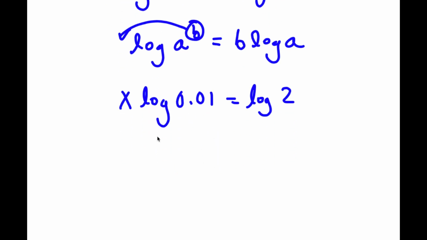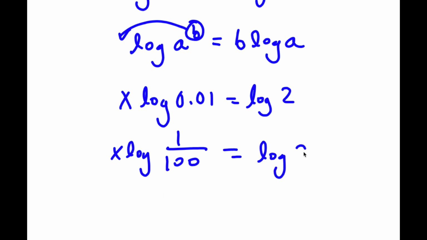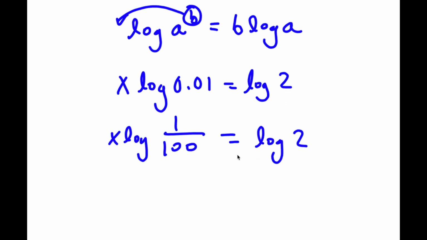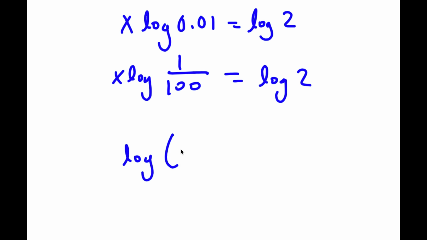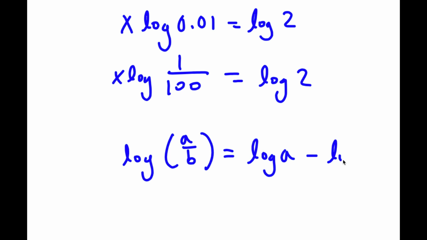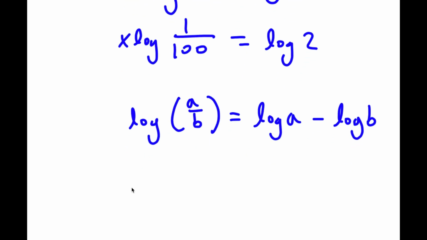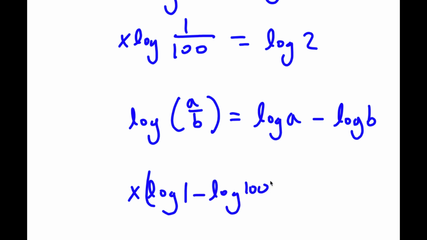Now 0.01 is the same thing as 1 over 100. So now I have x times log of 1 over 100 is equal to log 2. Now if I have something in the form log a over b, this is equal to log a minus log b. So in this case, I have log of 1 over 100. I can rewrite this as x times log 1 minus log 100. This is equal to log 2.